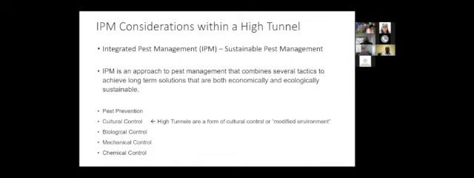And so usually the biggest part of this is that we're trying to combine several tactics. And whenever you do that, you almost always have a positive economical and ecological impact. And these tactics are pest prevention, cultural control, which is modifying the environment to make it less amenable for pests, biological control, which would be bringing in some kind of insect or pathogen to help control your pests. Mechanical control, like hoeing, would be a good example in a high tunnel, or like flame weeding or something like that, or tillage.